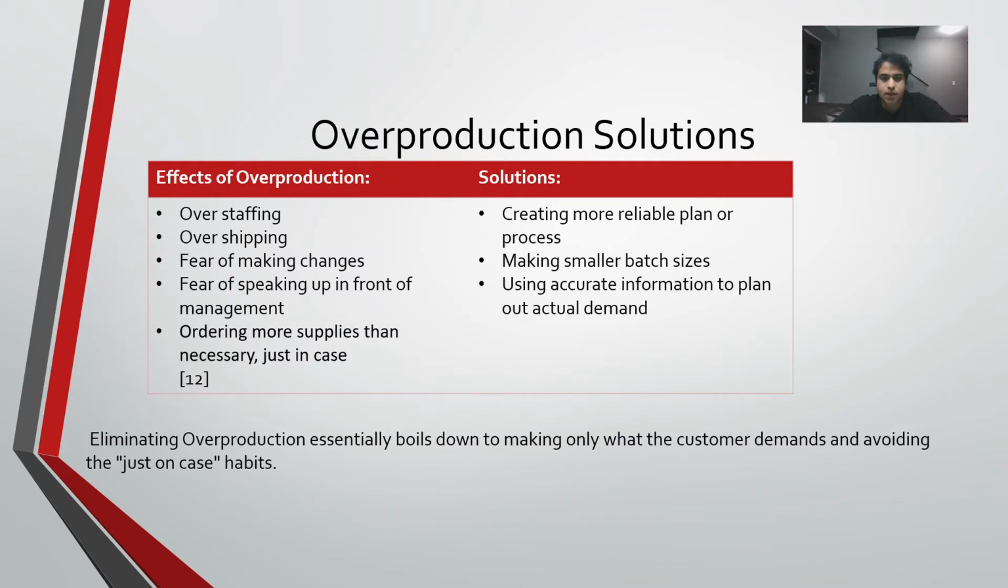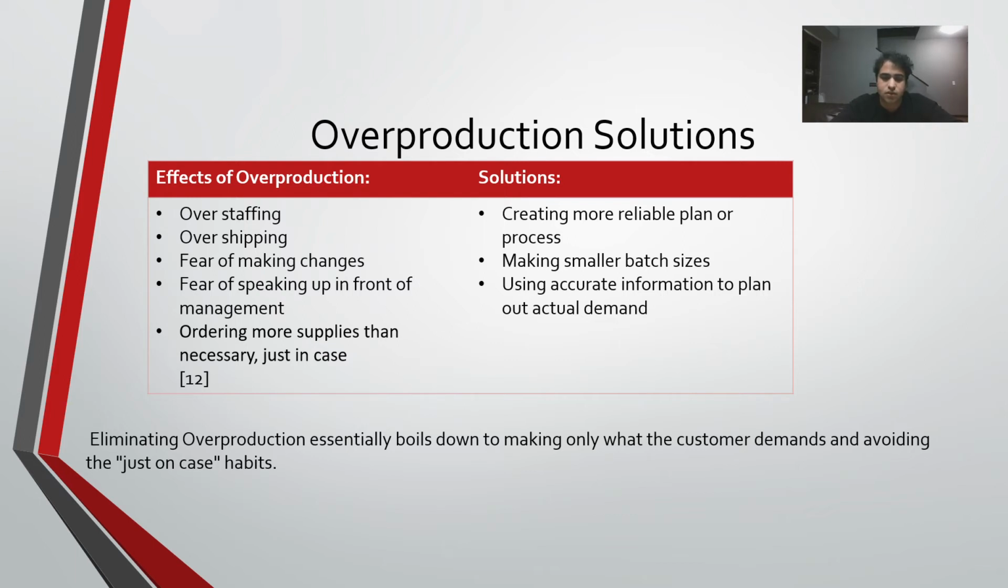Okay, so next we're going to be looking at overproduction solutions and effects that overproduction has in our industry or construction sites. So, of course, one of the first problems or effects is we order more supplies than necessary just in case. And this usually is because, let's say, a material comes out with poor quality and we tend to use more of the better materials, so we of course order more. Another effect could be overstaffing, overshipping, and just fear of making change.